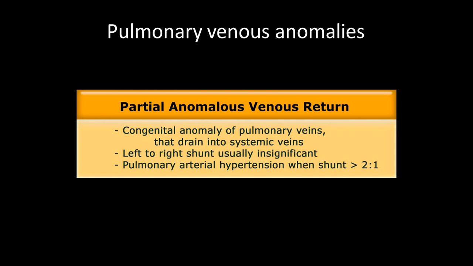Lastly are the anomalies of the pulmonary veins. The anomalies of pulmonary veins include the congenital anomalies in which the pulmonary veins are draining into systemic veins. Left to right shunt is usually insignificant, because left to right means that the oxygenated blood is going to the deoxygenated venous blood, right? But the problem is when there is an increase of this shunting, it will increase pulmonary artery hypertension, right? So when there is a shunting more than 2 to 1, then it will cause pulmonary artery hypertension.